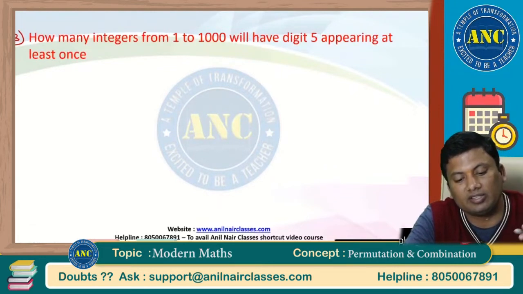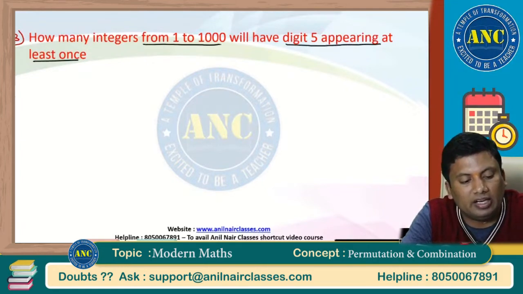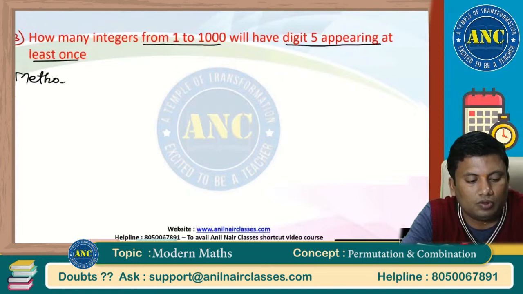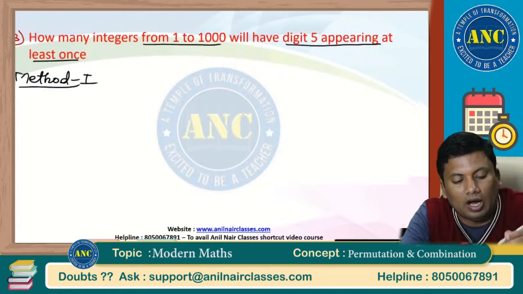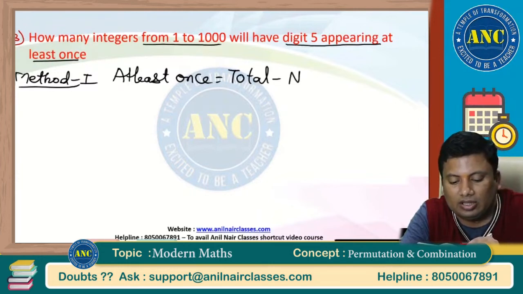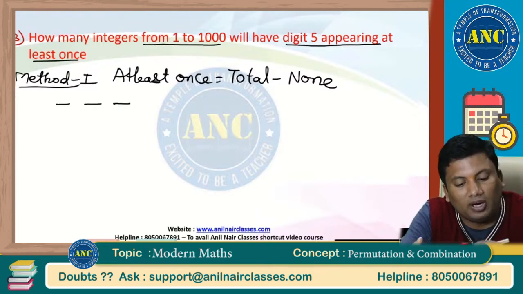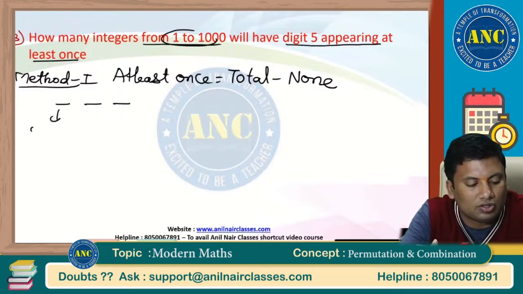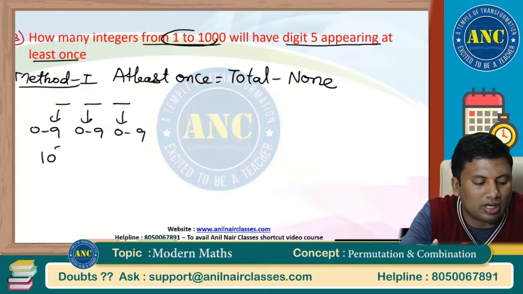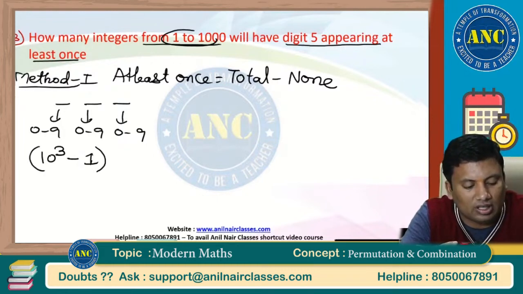How many integers from 1 to 1000 will have the digit 5 appearing at least once? Method number 1. At least once is nothing but total minus none. Total numbers: I am writing from 1 to 1000. So the leftmost, 0 to 9, 0 to 9, 0 to 9, is 10 into 10 into 10, 10 cube. All the places cannot be 0 because the numbers start from 1.